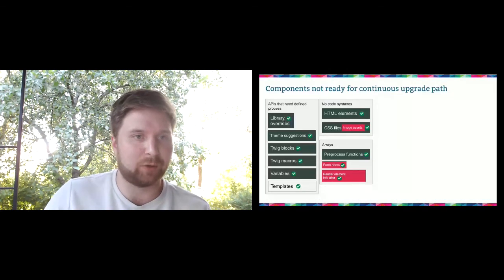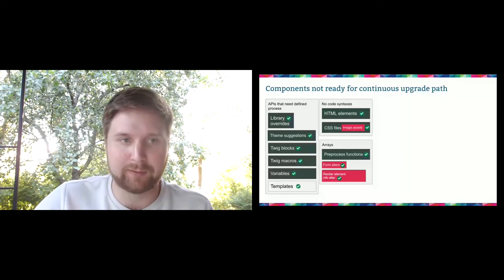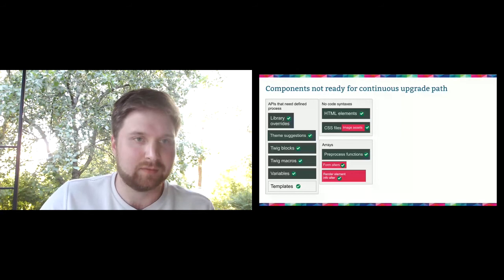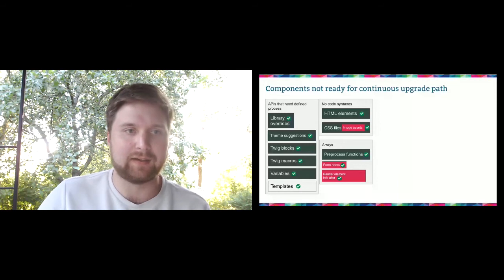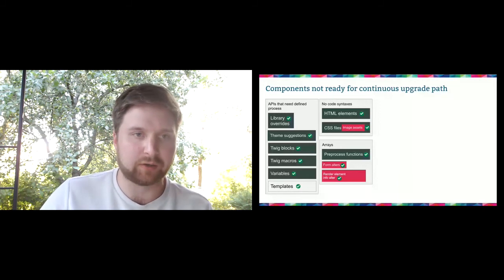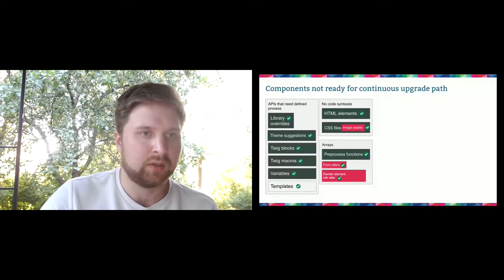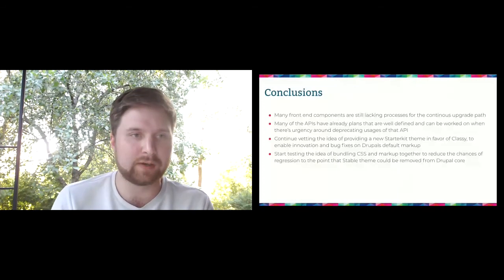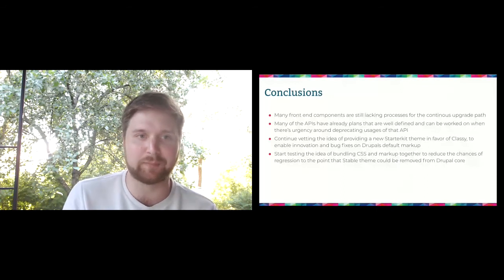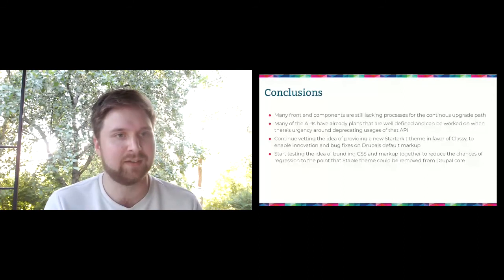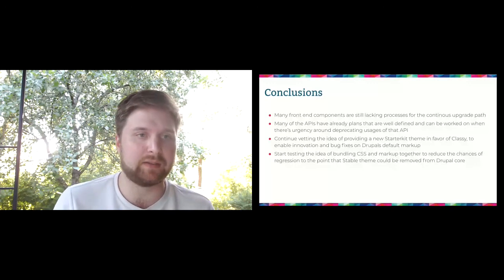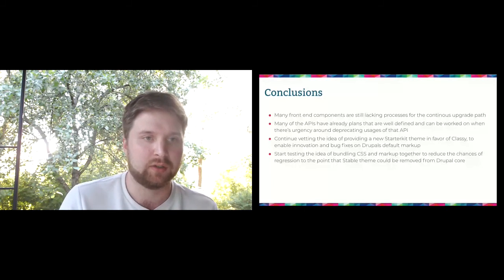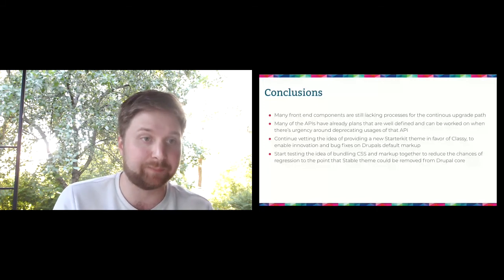So if we can implement all of these plans that we have, I think we have a pretty solid plan for supporting these APIs in the continuous upgrade path, being able to make changes without causing regressions on sites. So the conclusions of the session are that many front-end components are still lacking processes for the continuous upgrade path, as we can see in this presentation. On the positive side, many of the APIs already have well-defined plans that can be worked on when there's urgency around deprecating usages of that API.